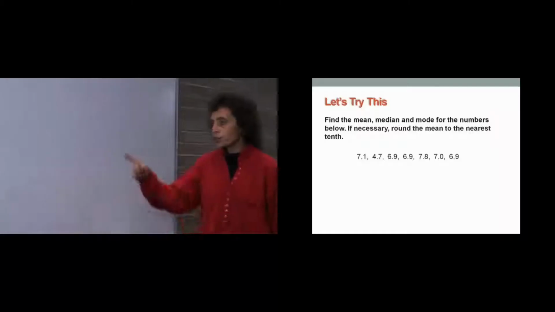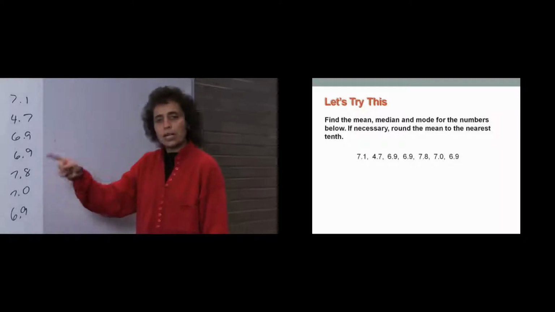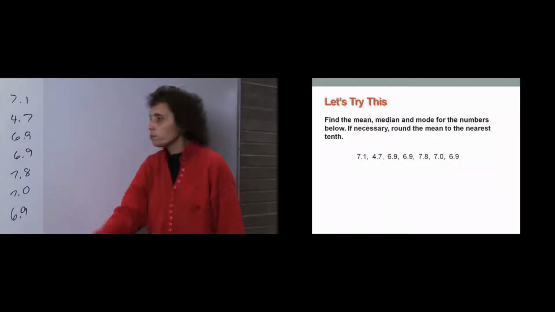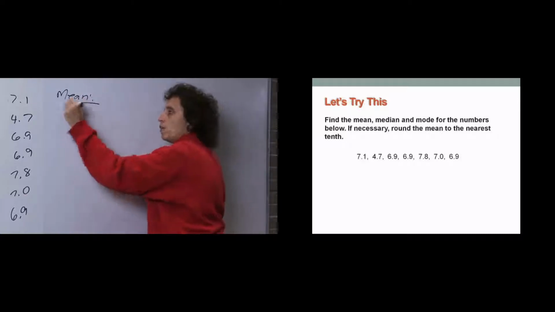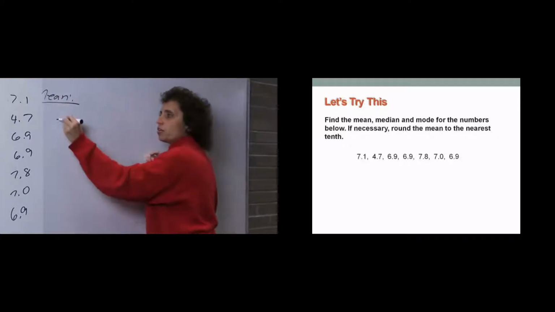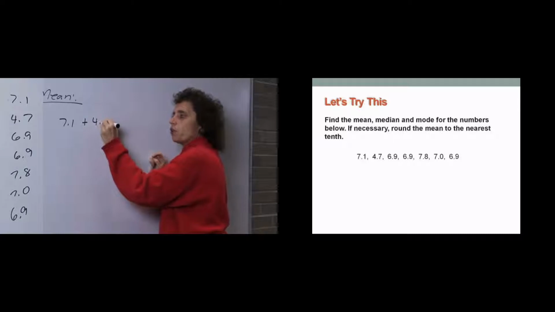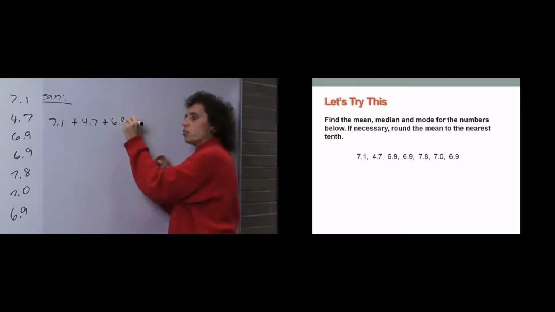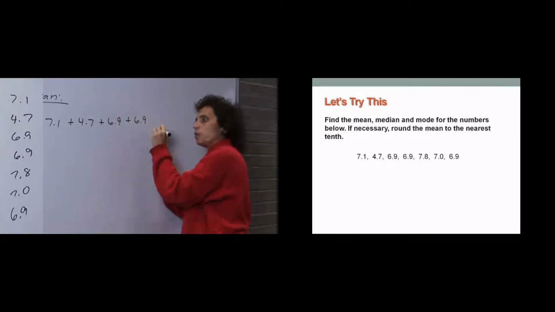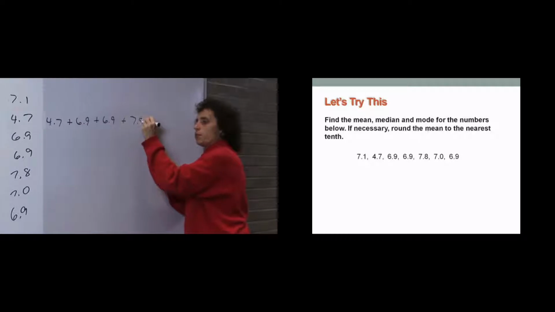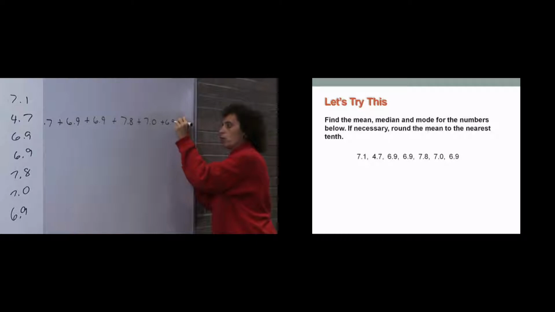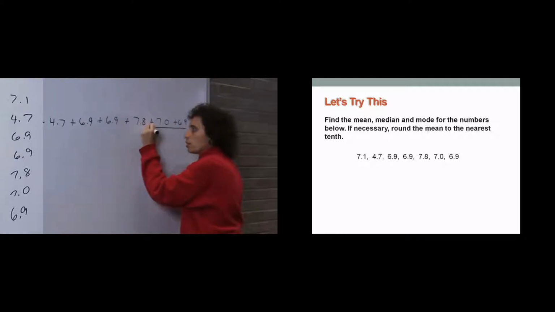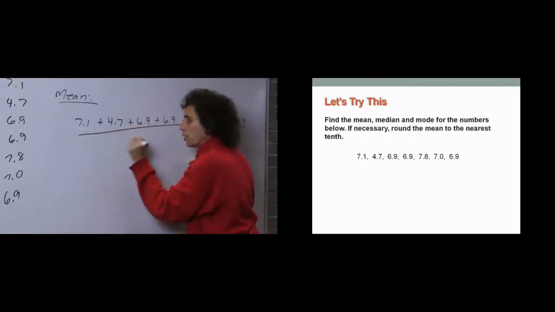Okay, so the first thing we're going to do is find the mean, mode, and median of these 7 values. We'll start with the mean. Okay, first thing we got to do is add all of these up. 7.1 plus 4.7 plus 6.9 plus 6.9 plus 7.8 plus 7 plus 6.9. Wow, huh? There's 7 numbers. So we're going to divide by 7.